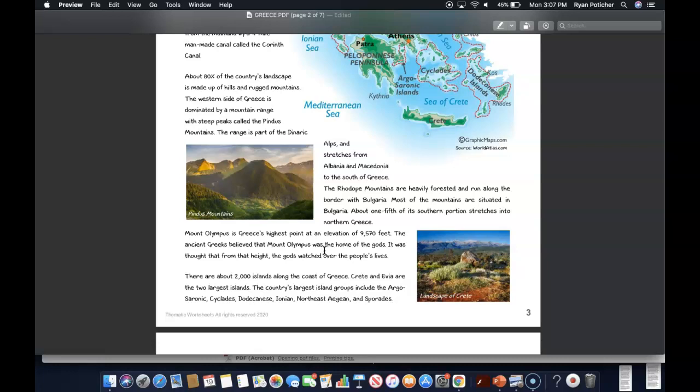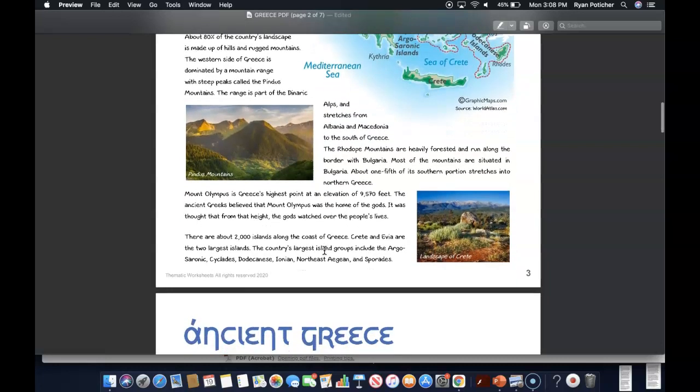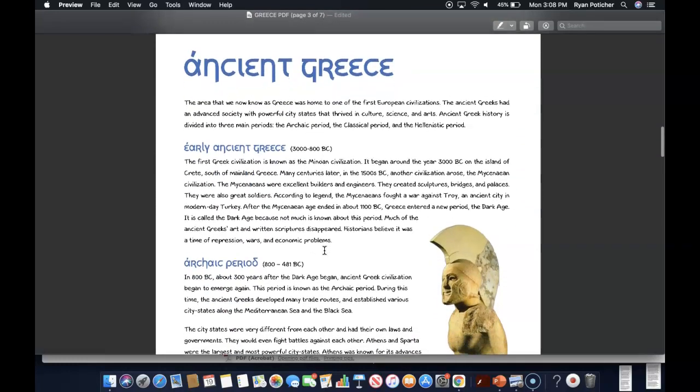There are about 2,000 islands along the coast of Greece too. Crete and Evia are the two largest islands, and the country's largest island groups include the Argo-Saronic, Cyclades, Dodecanese, Ionian, Northeast Aegean, and Sporades. At this time, you may proceed to answer the key concept questions and or complete the exercises. Now let's move on to the next reading, on ancient Greece.